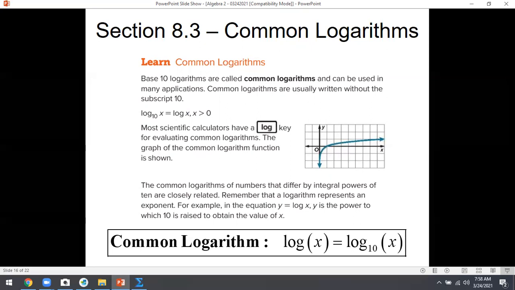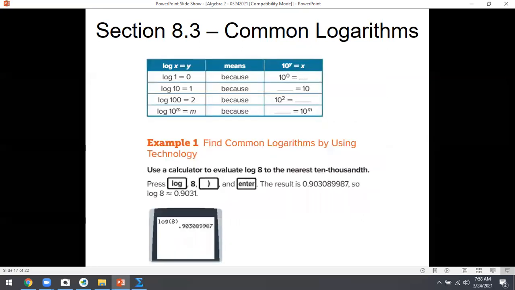Amplitudes and frequencies and things like that of electrical signals are all common log things. So we use them a lot because we use the number 10 in our stuff. That's all it means right there.